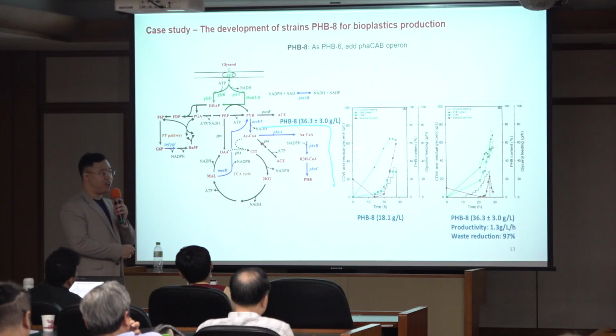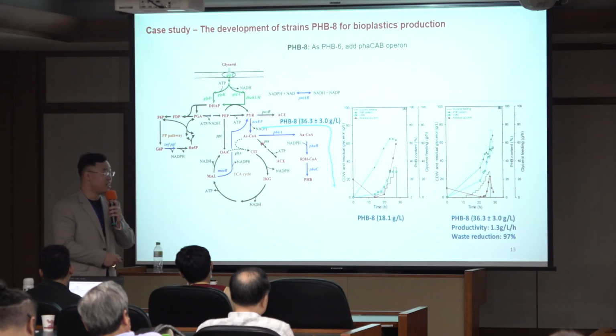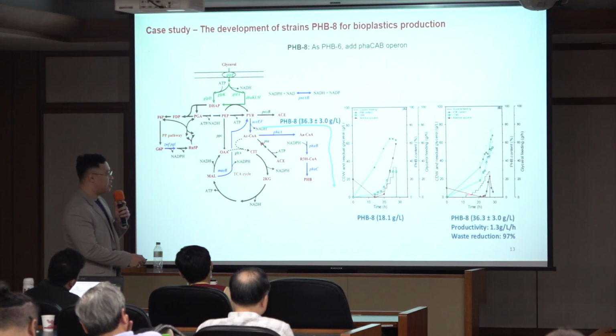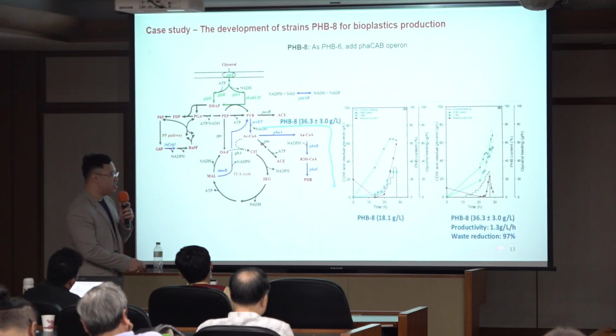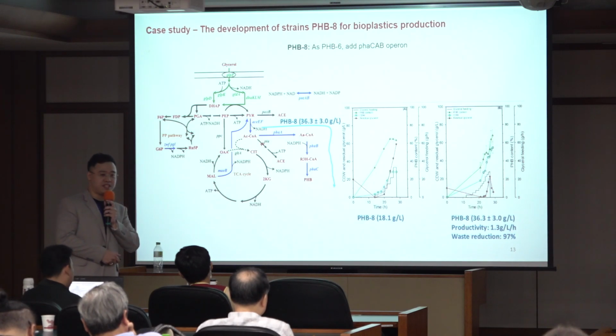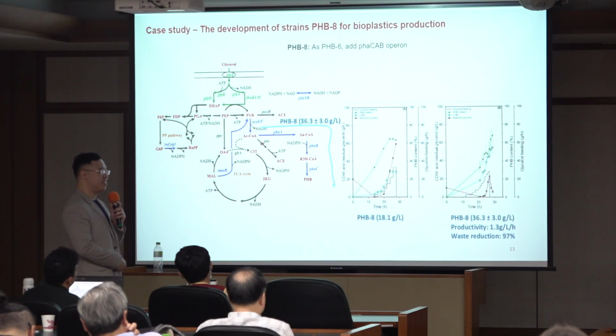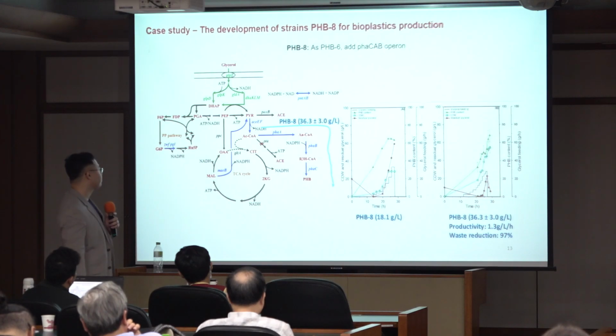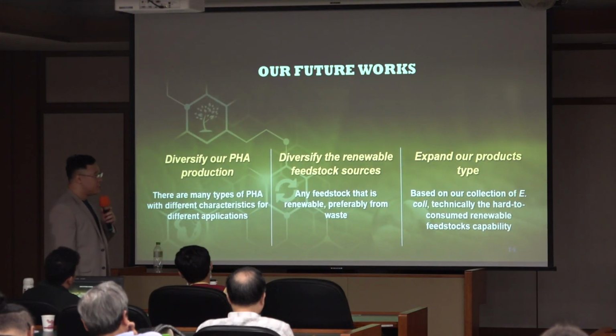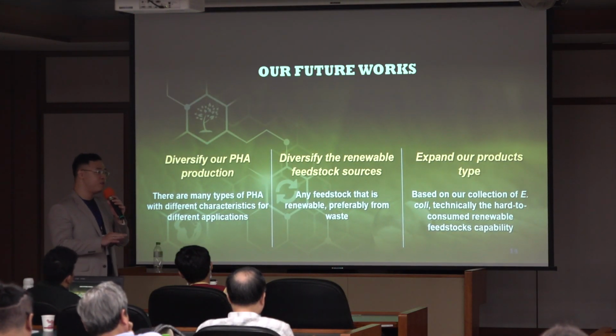But as I just mentioned, our topic is about green chemistry. So I use crude glycerol, and through this process, I can reduce 97% of the glycerol out of the system, just doing the fermentation, and also get some PHB in the process. So that is my recent work.